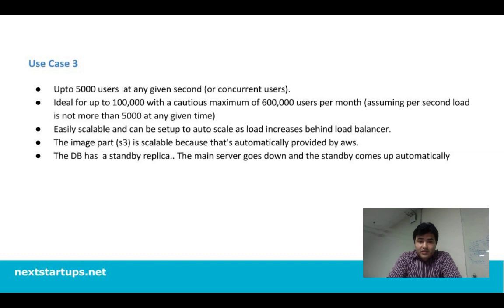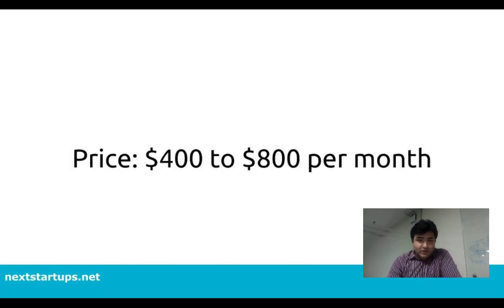It is easily scalable and can be set up to auto scale. The DB has a standby replica: if the main server goes down, the standby comes up automatically. So what kind of websites can you support with this? Again, SaaS websites or apps with high activity, or websites or apps that can easily scale and have a good level of engagement. This is definitely going to cost a bit more, somewhere around $400 to $700 per month. You can find the link for the AWS cost calculator with the use case 3 name in the description.